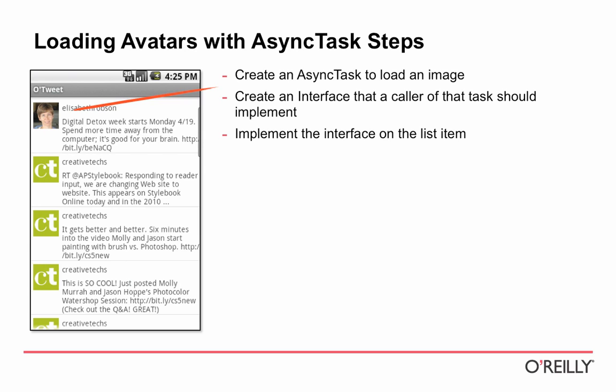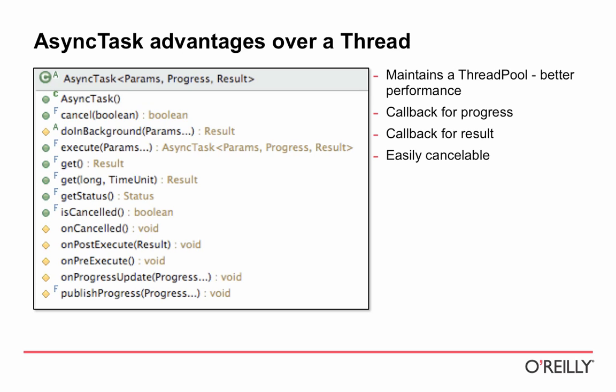So let me talk a little bit about async task. What an async task does is maintain a thread pool, which is a strategy to cut down on the number of threads running at any one time, but to be able to work with and reuse the threads, and also to queue up any requests coming in to be done with a thread, in a way that only a manageable amount are running at any one time.